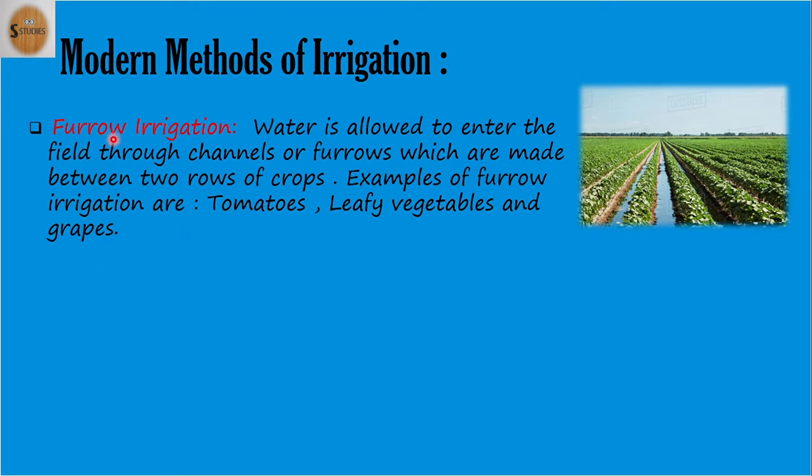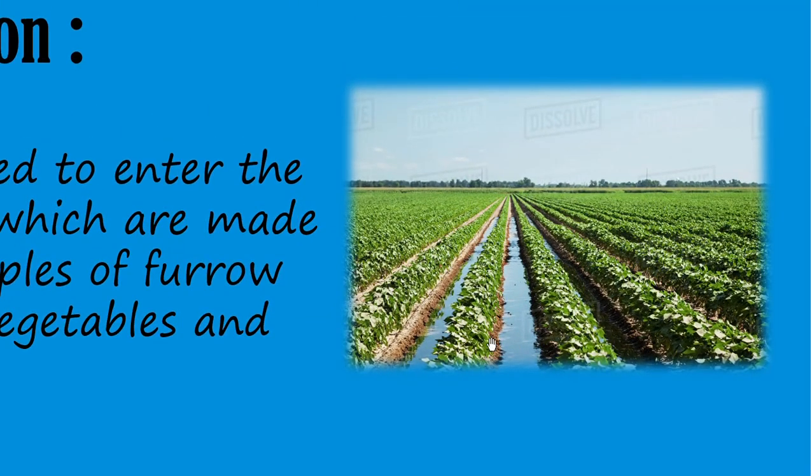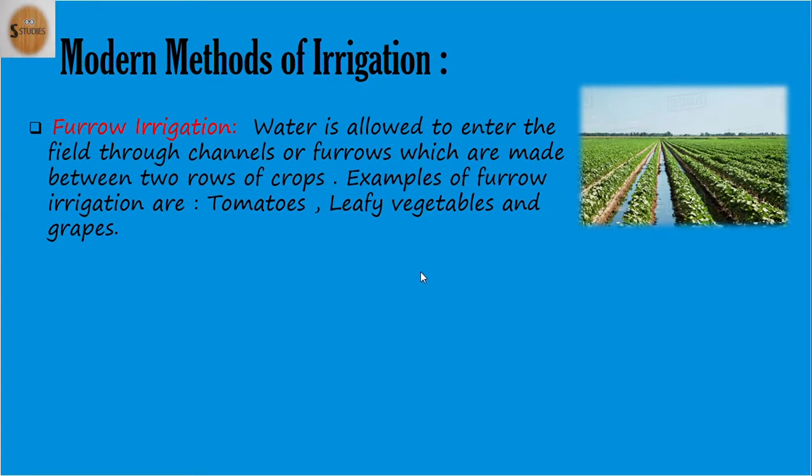So let's see what furrow irrigation is. In furrow irrigation, we have a channel or a furrow between two crops. You can see in this image, we have crops on both sides and we have channels, and water is allowed to enter the channel. In this way, we can supply water to the crops. Examples of furrow irrigation are tomatoes, leafy vegetables and grapes.